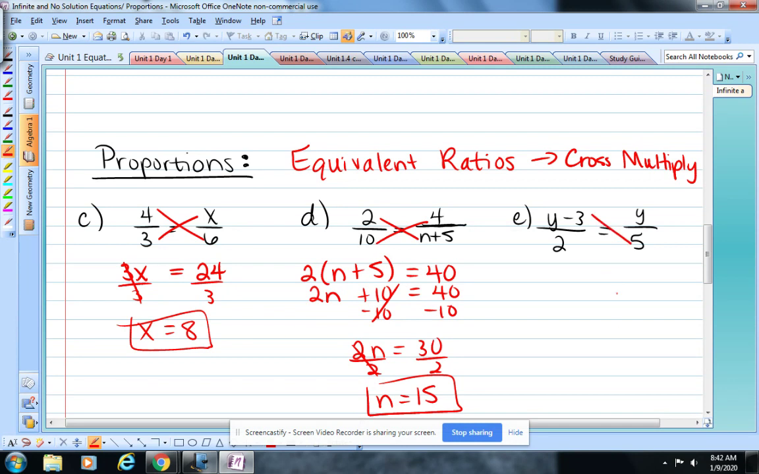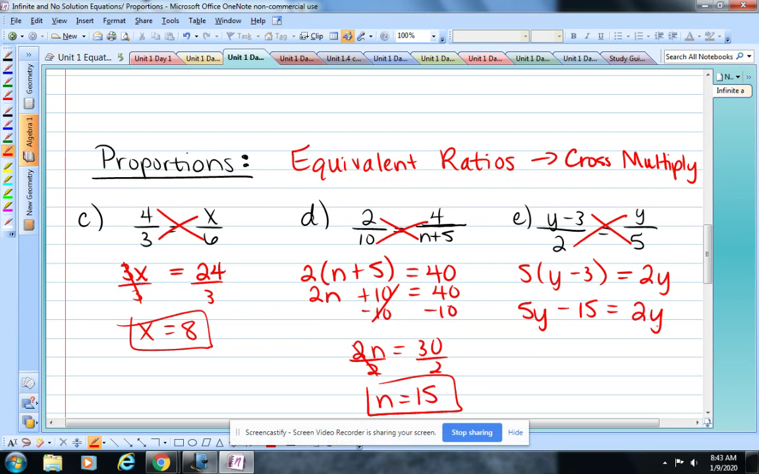I'm going to stop. So on one side, 5 times y minus 3, what do I have to do there? Distribute. So it's 5 parentheses y minus 3. And I want to see that step, okay? Equals the other diagonal. 2 times y is what? 2y. So any questions about how I cross multiplied and set it up? Okay. So now that I got it set up, what do I do first? Distribute. What's 5 times y? What's 5 times negative 3? Equals 2y. Very good.